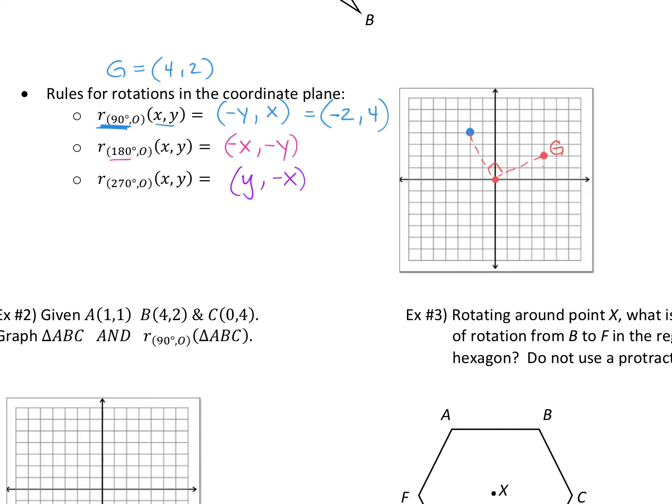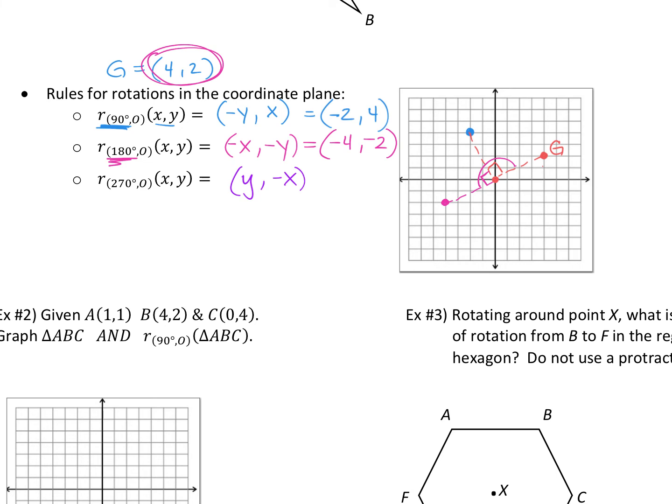If I want to rotate G 180 degrees, I just take the opposite of both my coordinates. So 4 is now going to be a -4, and 2 is now going to be a -2. So -4, -2 is going to land me right there. Now notice this, 180 degrees, that makes a straight line, right? So this is another 90. 90 and 90 is 180. Okay.